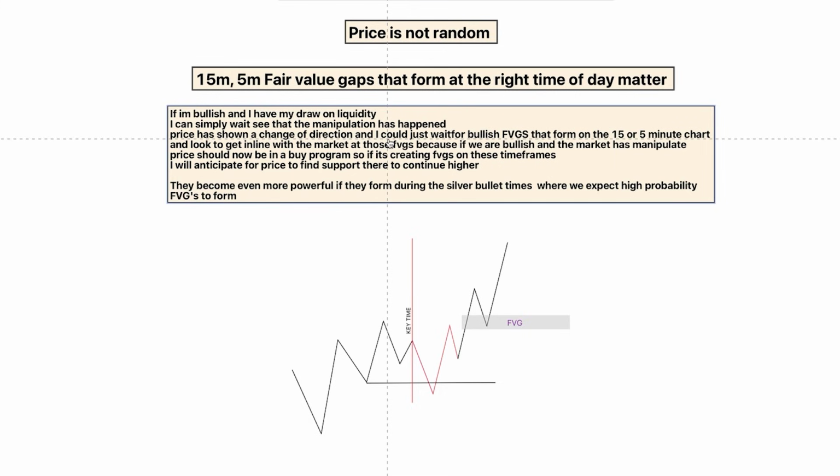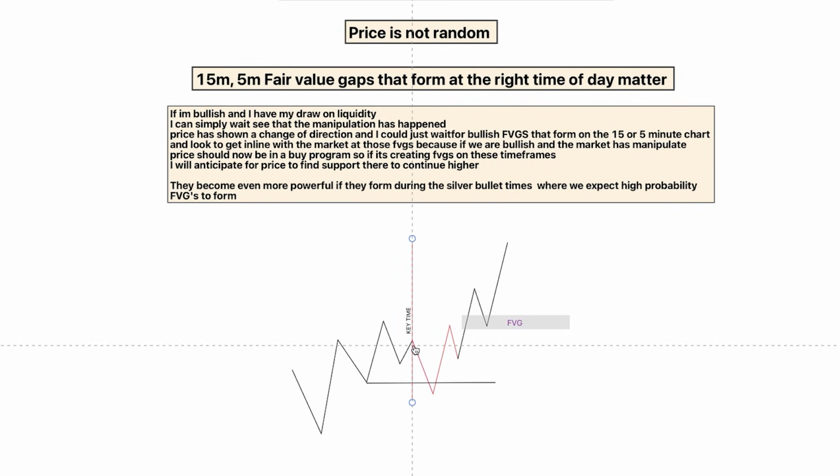And this is the kicker now. They become even more powerful if they form during the silver bullet times, where we expect high probability fair value gaps to form. This logic here is your answer to knowing how you know which fair value gaps are going to work. It's the ones that form after the context is in place at the right time of day. Those are the ones that you want.